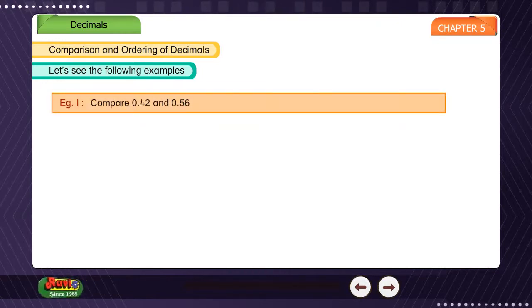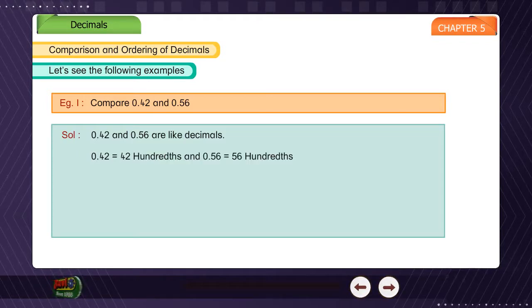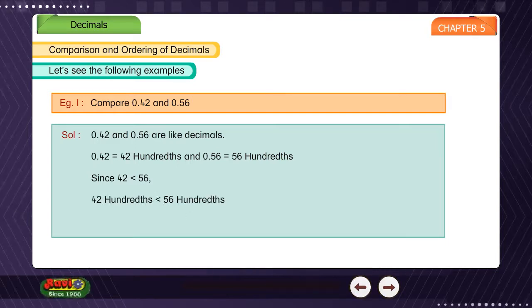Example 1. Compare 0.42 and 0.56. Solution: 0.42 and 0.56 are like decimals. 0.42 is equal to 42 hundredths and 0.56 is equal to 56 hundredths. Since 42 is less than 56, 42 hundredths is less than 56 hundredths. Hence, 0.42 is less than 0.56.